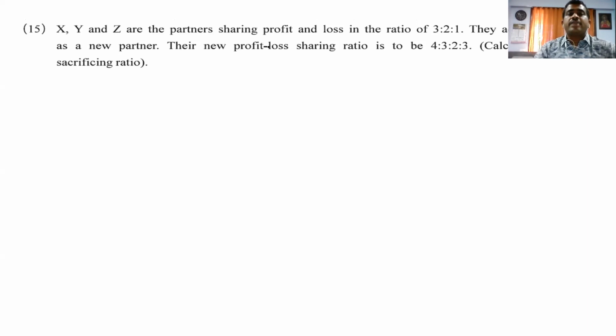X, Y, and Z are the partners sharing profit and loss in the ratio 3:2:1. They admitted W as a new partner and the new ratio is 4:3:2:3. Again, only sacrifice. Just you have to deduct it and we get the answer.